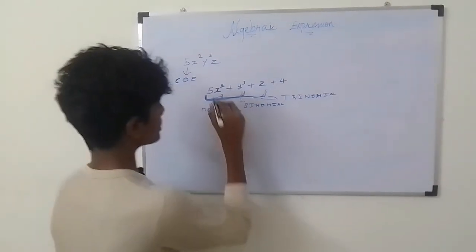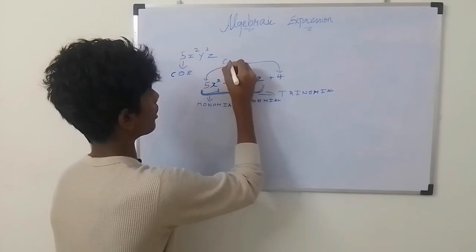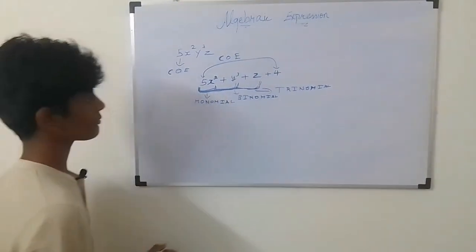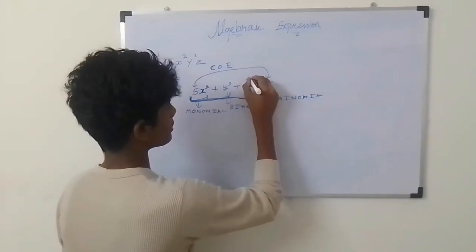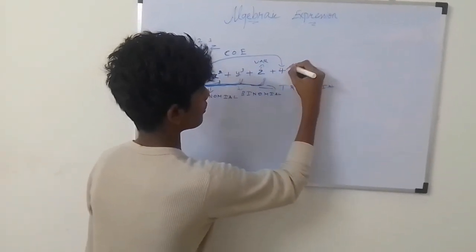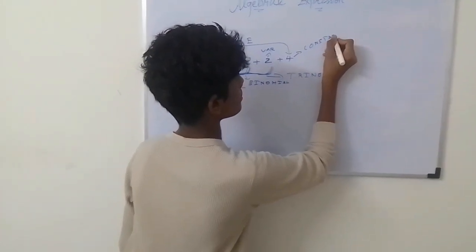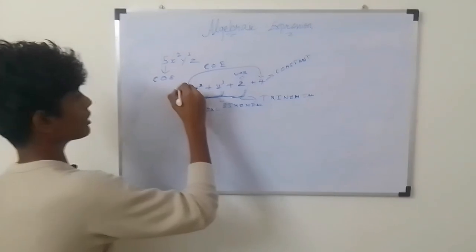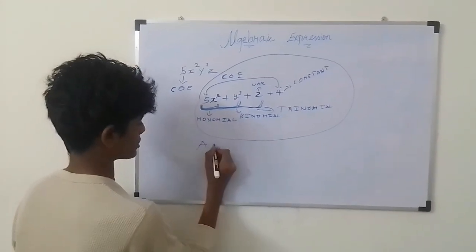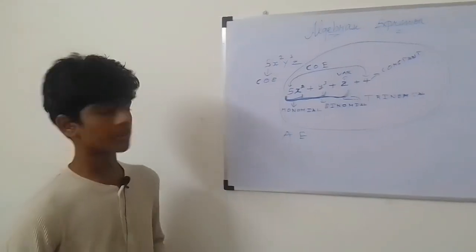So for now, these two right here, 5 and 4, are the coefficients, and z is a variable, and 11 is also a constant. And last and finally, all this combined is an algebraic expression, AE in short. So that's all in algebraic expressions that you need to know.